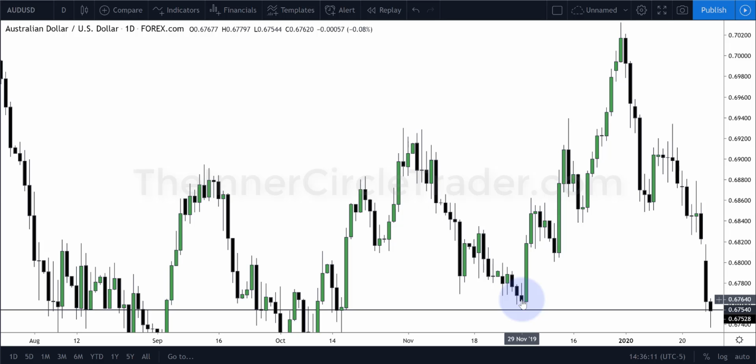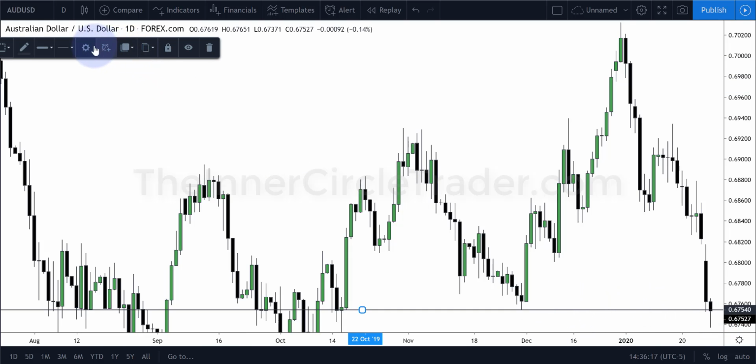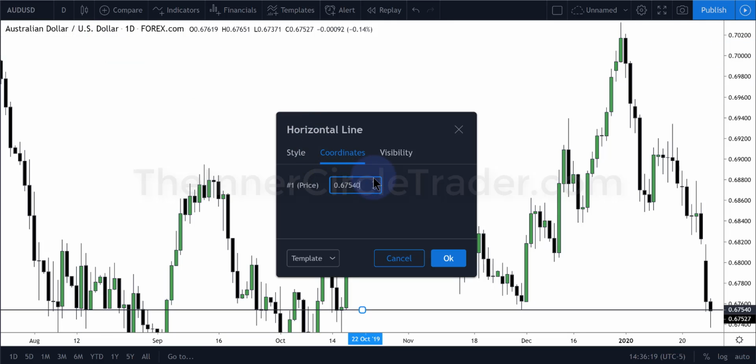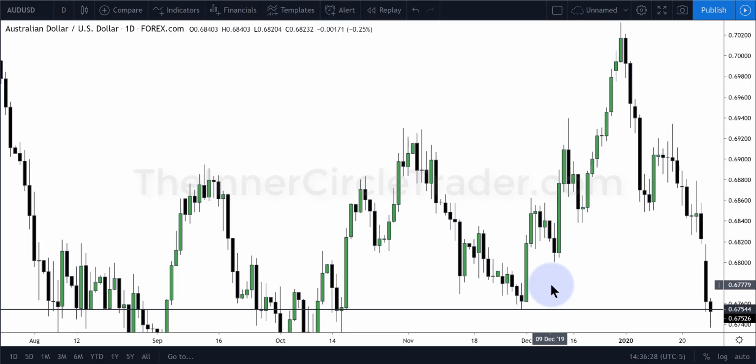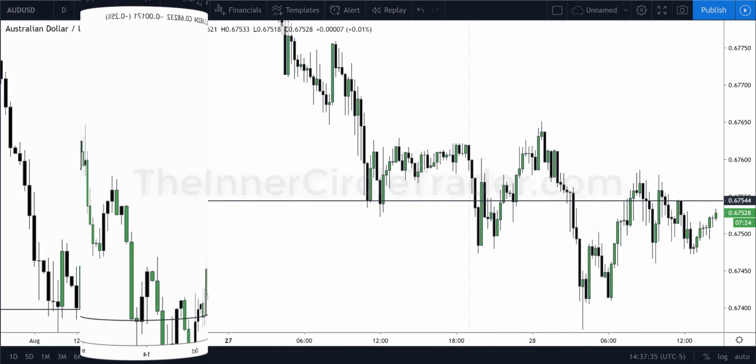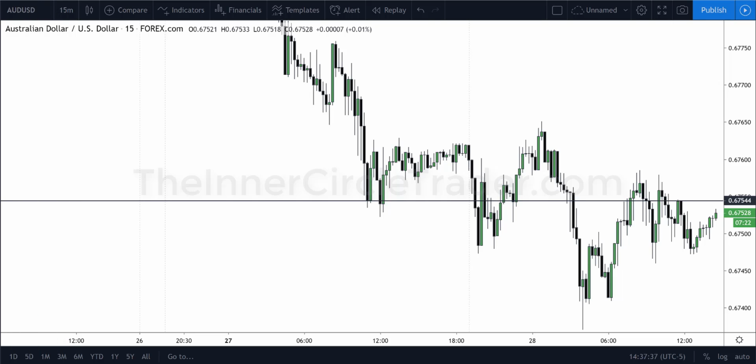So 67.54, and that's what we are going to make sure we have on our chart to the pipette. All right, so now everything is calibrated relative to this low. So now I'm going to drop down into a 15-minute time frame, and we'll continue our discussion. All right, so here is the 15-minute time frame of the Australian dollar.